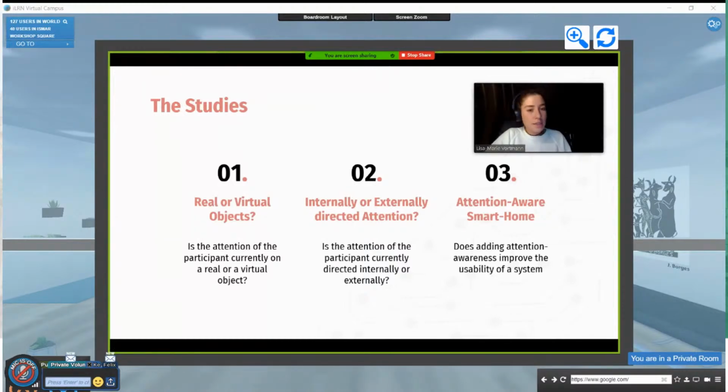And the third study that I want to show you really is our first end-to-end system. It's an attention-aware smart home setting in AR. We did perform a short usability study that tested whether the smart home was rated as having better usability if it was attention-aware compared to when it wasn't attention-aware.